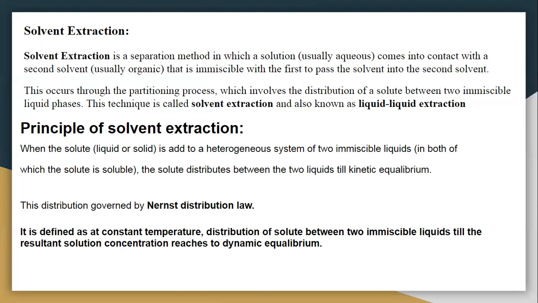When we add organic solvent after stirring, what happens? Whatever substance is dissolved in the aqueous solution slowly enters, partitions or distributes into the upper layer, the organic layer. So this involves the distribution of solute between two immiscible liquid phases. That means we require three things: one is aqueous, that means water; second is an organic solvent; third is a solute which dissolves in these two solvents.